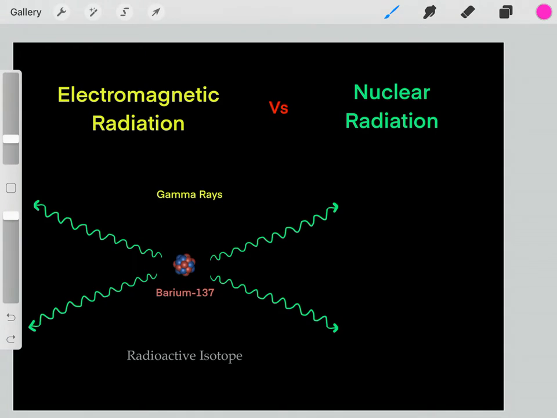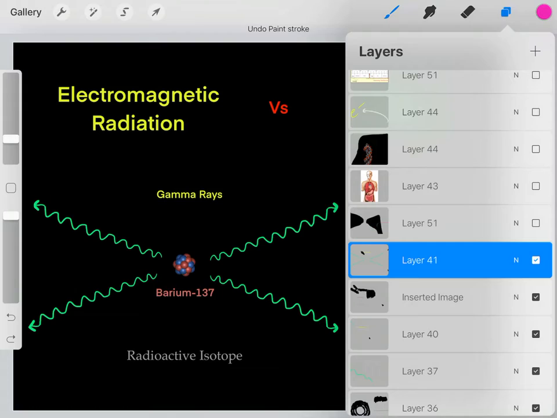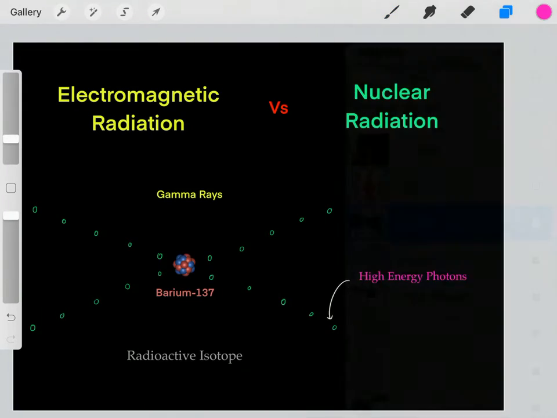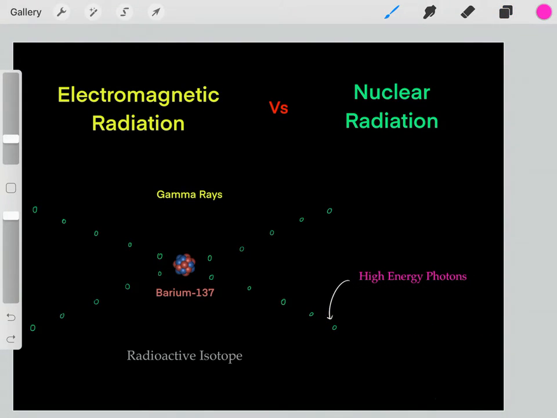And remember, these gamma rays have short wavelengths. Because they have short wavelengths, they're made out of high energy photons. So therefore, this is dangerous. This barium-137 is dangerous. It's a radioactive isotope, so it has an unstable ratio of protons to neutrons, and therefore it releases nuclear radiation. In particular, it releases these gamma rays, which release high-energy photons, which are really dangerous.